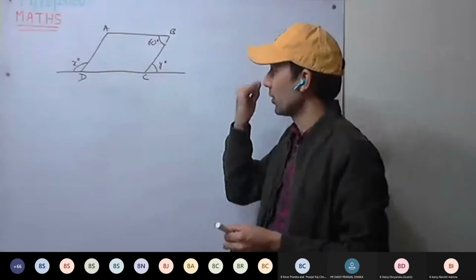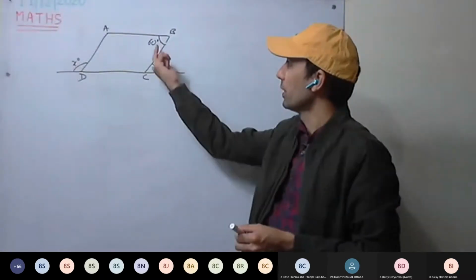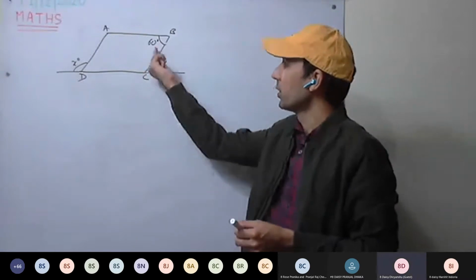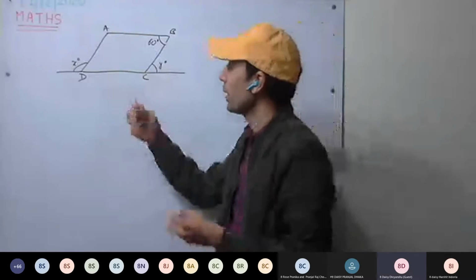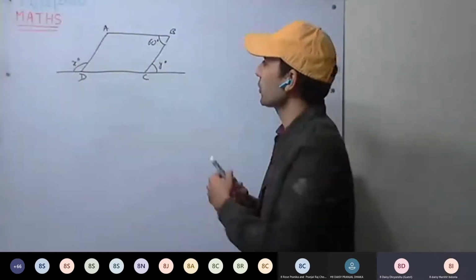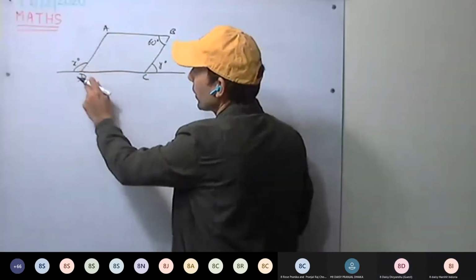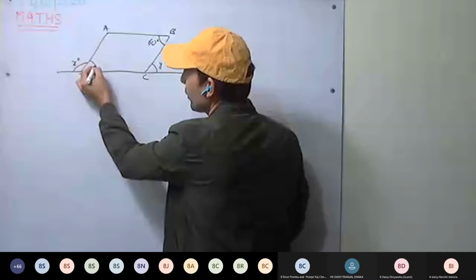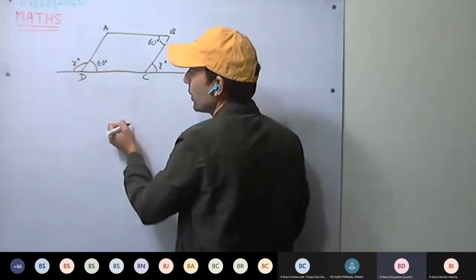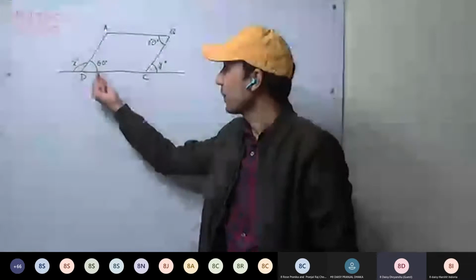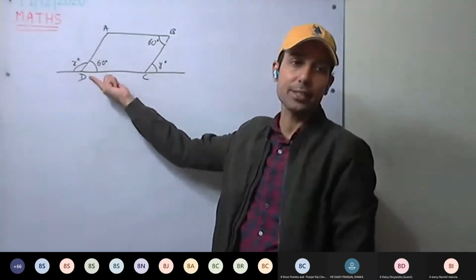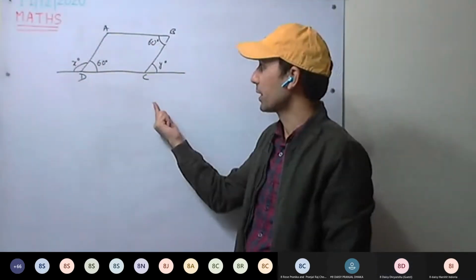So how to calculate? First we'll be using these two. Angle D will be 60 degree. We are solving for x first. If we are solving for x first, angle D will be 60 degree. Why is angle D 60 degree? That reason we have to write.